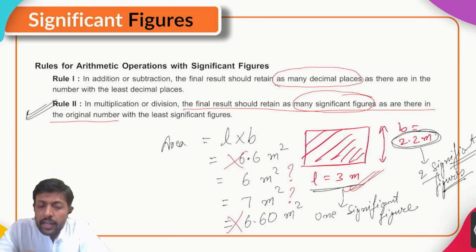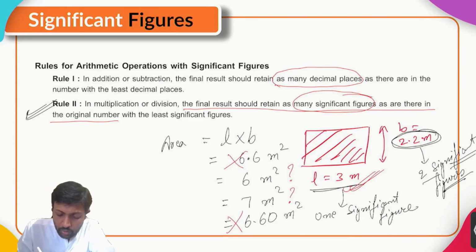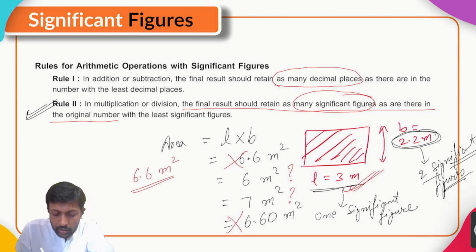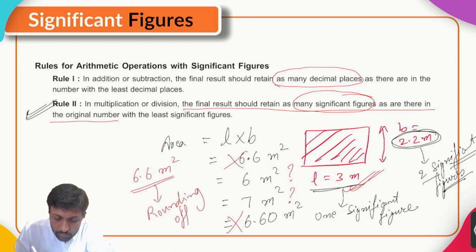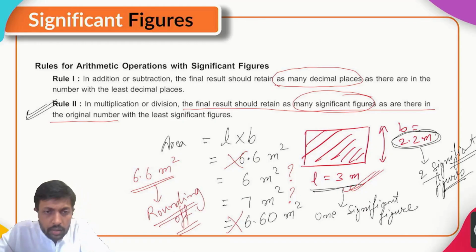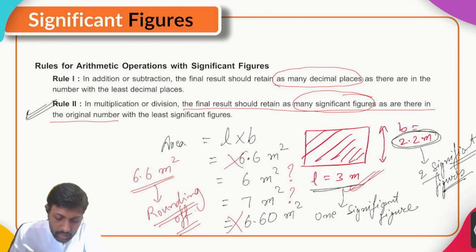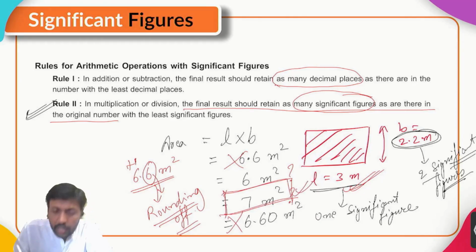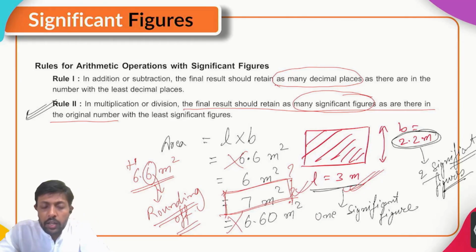So now that we've decided that our result should have only one significant figure, our accurate result while multiplying was 6.6 meters square. Then in order to get only one significant figure, we would be rounding it off. The rules for rounding off you've learned earlier, so just apply those rules. If you're planning to drop this 6, then you would have to add 1 here, so that will be 7 meters square. 7 meters square would be your answer. This is the scientific way to represent the area.